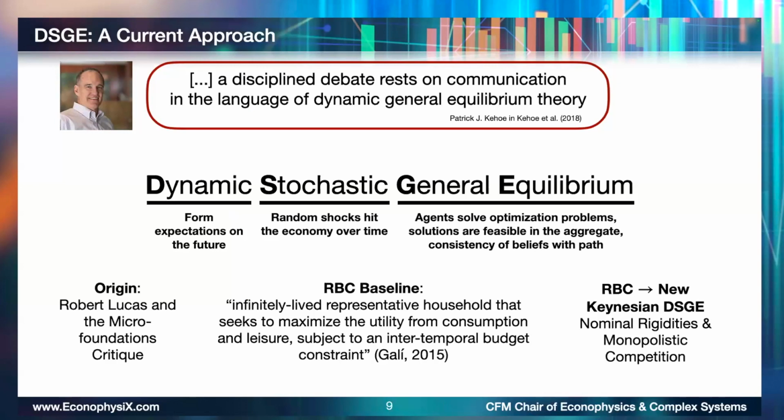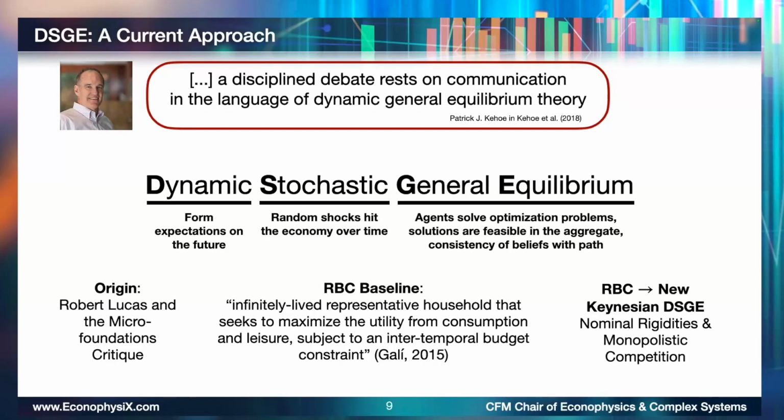So they're dynamic in the sense that you have agents in this model, or often representative agents, that form an expectation on the future. They are stochastic in the sense that this economic system is continuously hit by random exogenous shocks. For instance, an energy price shock might be considered exogenous to this economy. And they are general equilibrium in the sense that we are trying to model the whole of the macroeconomy, and we are solving this model in an equilibrium sense.